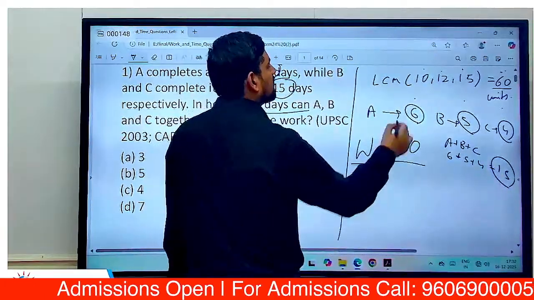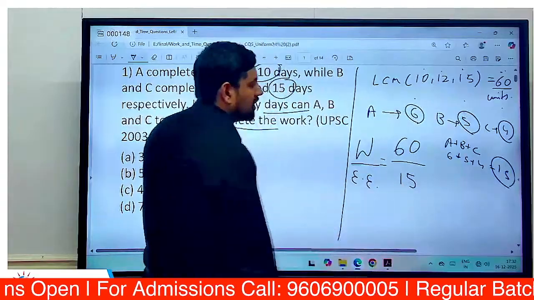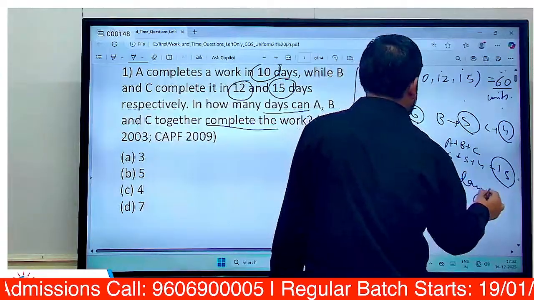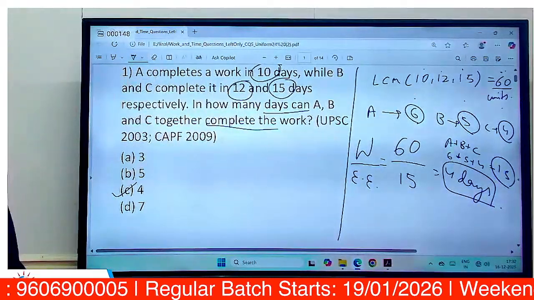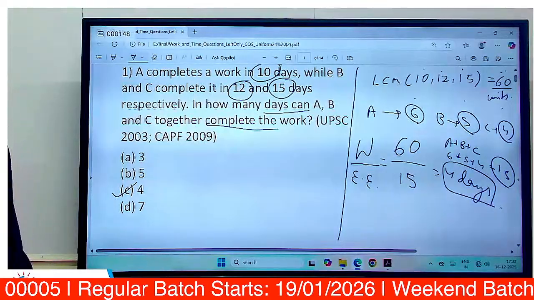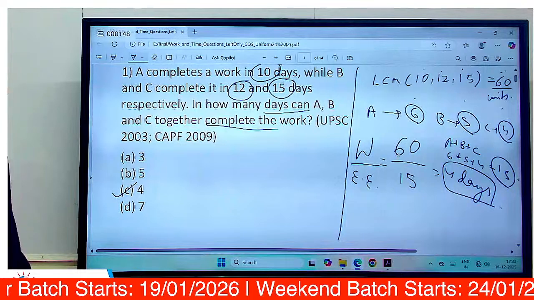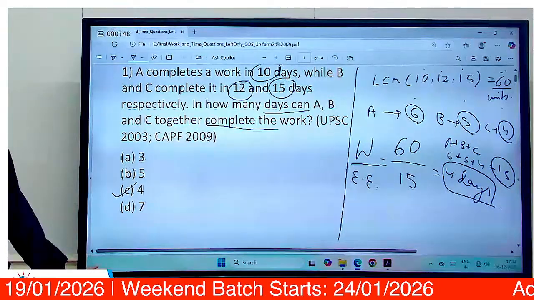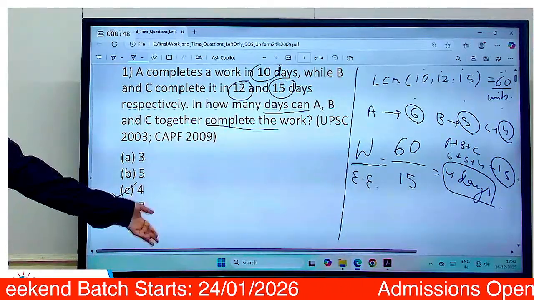15 becomes the efficiency. Whatever I'm writing in round, that is the efficiency. So 60 divided by 15, what you get? 4 days. This becomes the answer. This is fine. Anybody? Any issue? No. Write this much only. Okay. Don't write more things because it will get anyway complicated later on.